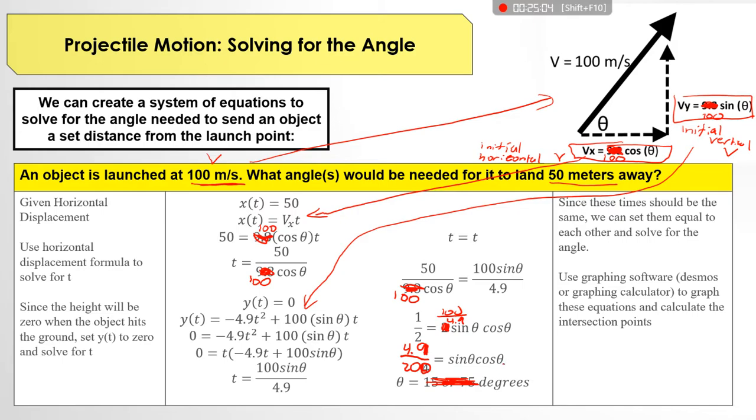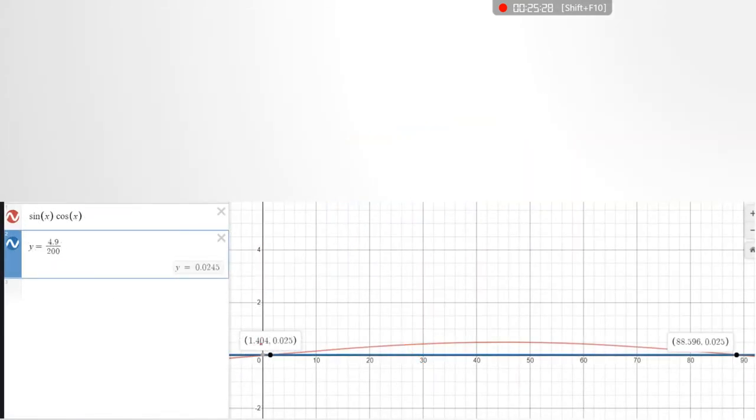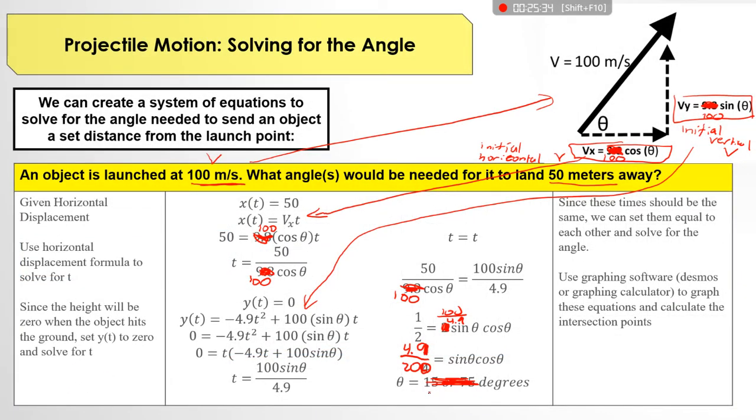Okay, I'm setting sine theta cosine theta equal to 4.9 over 200. If you're on Desmos, make sure that you're in degrees, not radians. And then just graph both of these equations, y equals 4.9 over 200 and y equals sine theta cosine theta, and then it will show you the intersects. If you're on your graphing calculator, graph both of the equations and then press calculate intersect. And it should give you your angle in degrees, which for us was 1.4 or 88.6 degrees.